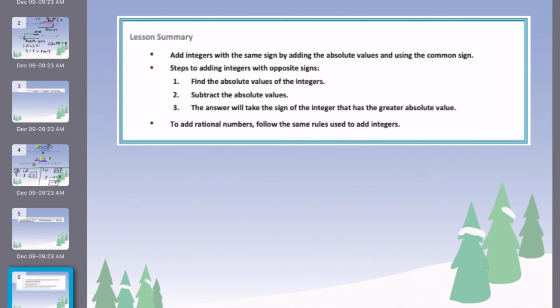Sorry, words are hard this morning. But that's essentially it. And remember, rational numbers are like our fractions, other things like that. So you can use these same rules for fractions as well.